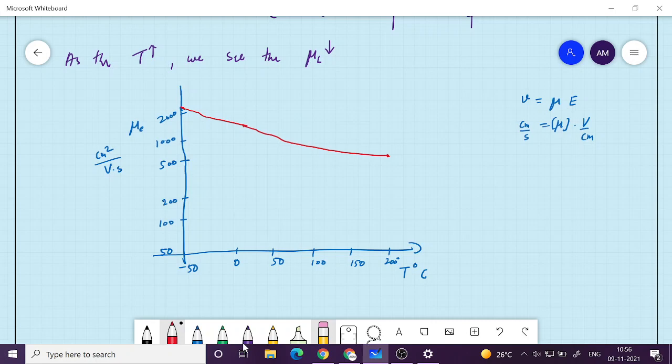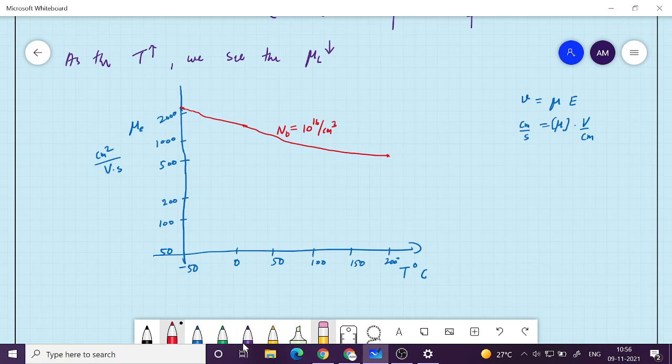Now, whether it is T raised to minus 3 by 2 or not, that is something that is not clear. Okay, it varies with material also. And also it varies with doping concentration. So this what I have drawn here, it is a typical doping concentration, Nd equal to 10 raised to 16 per centimeter cube. Okay, for this particular doping, this is how the mobility varies.